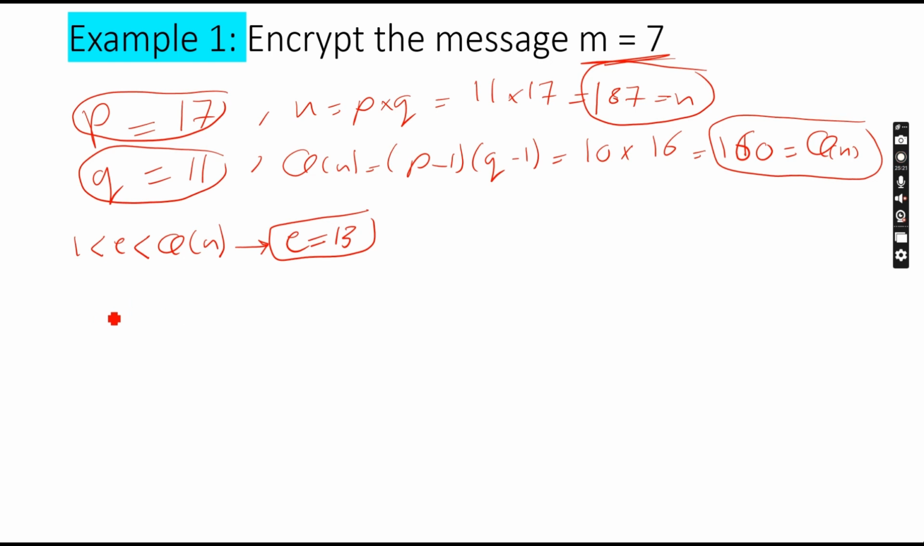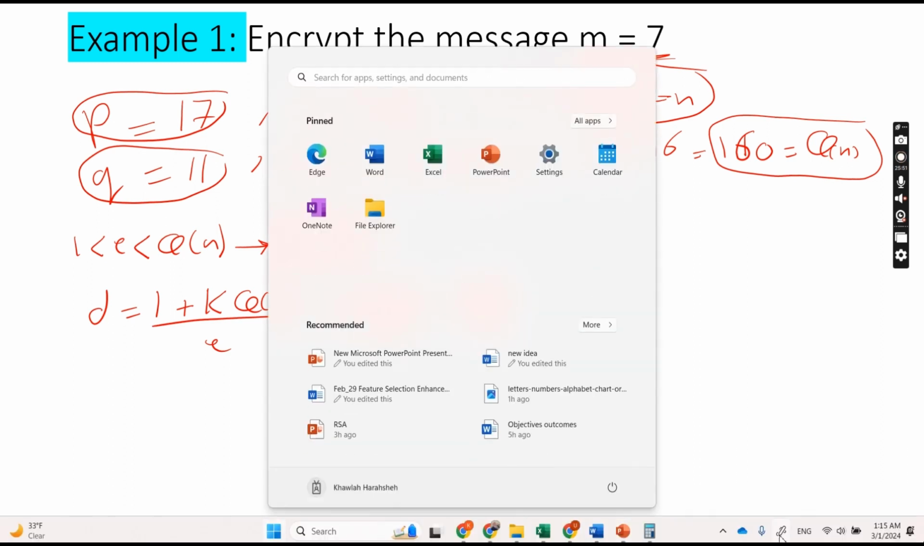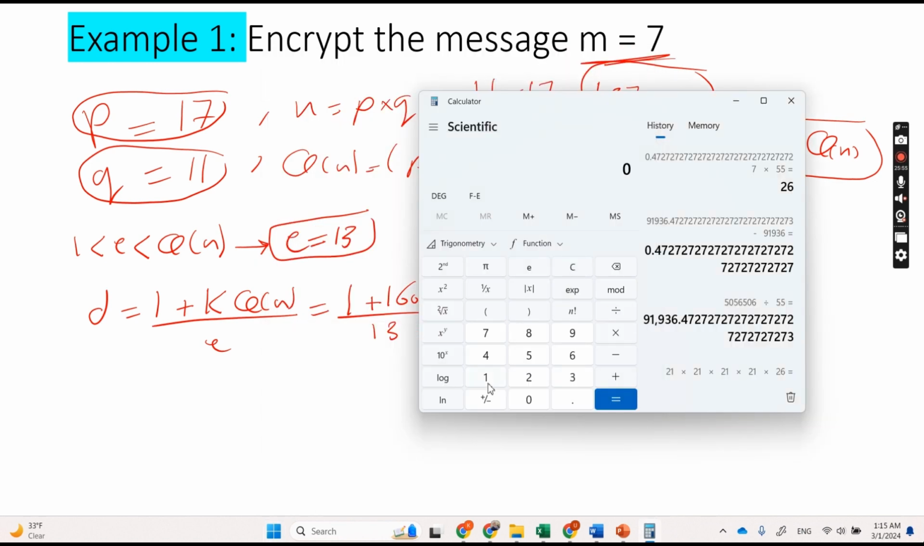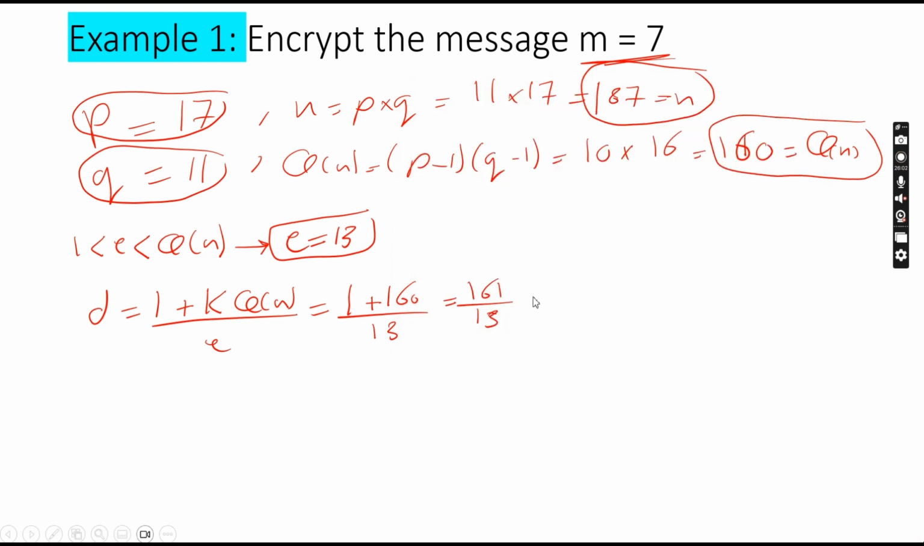Okay, now let's try to find D with my equation, which is 1 plus K theta of N over E. So if K equals 1, it will be 1 plus 160 over 13. So it's 161 over 13. So let's see the calculator. 161 divided by 13, which is 12.38, and this is wrong.